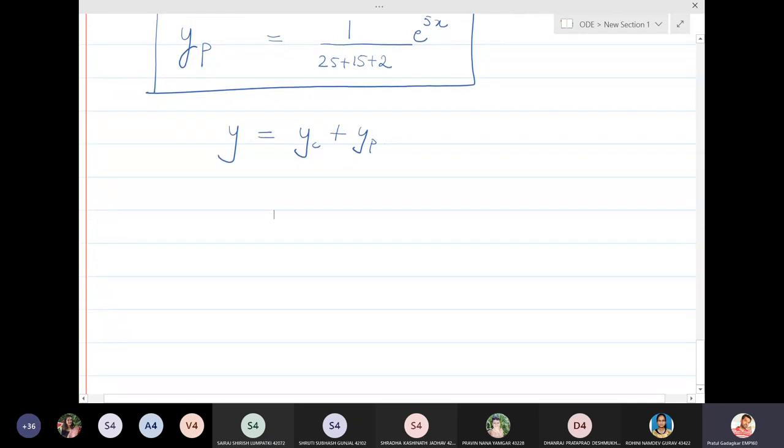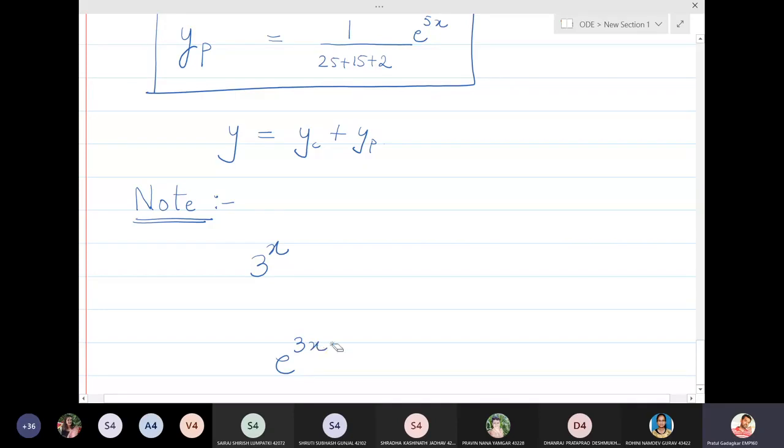You can take a note. We all know what e power 3x is, that is okay. But what is 3 power x?